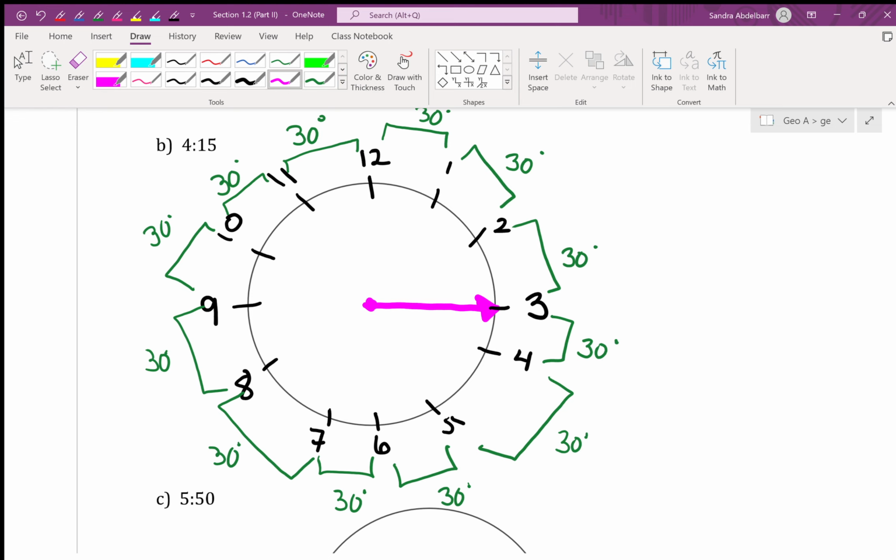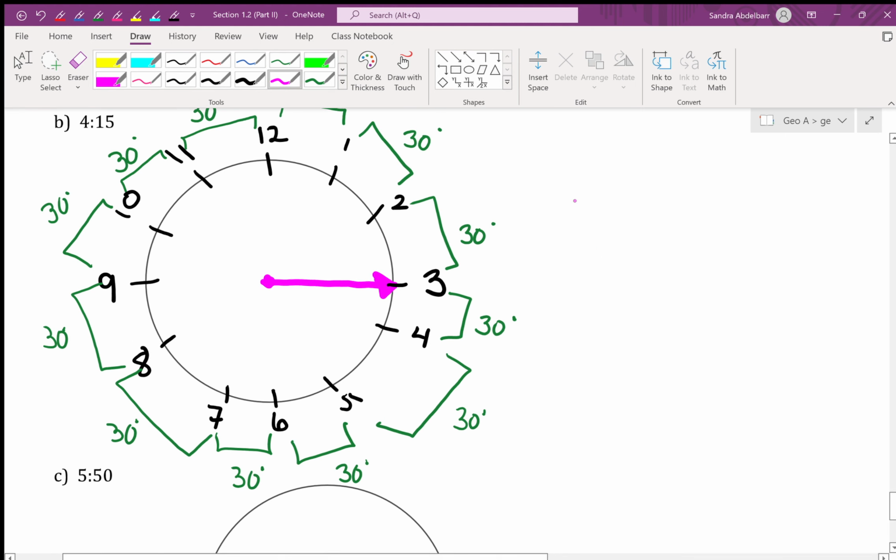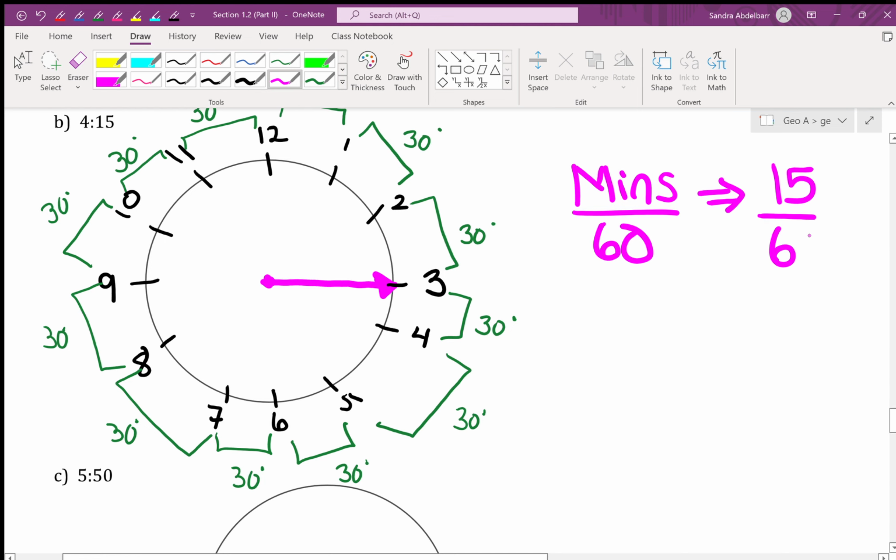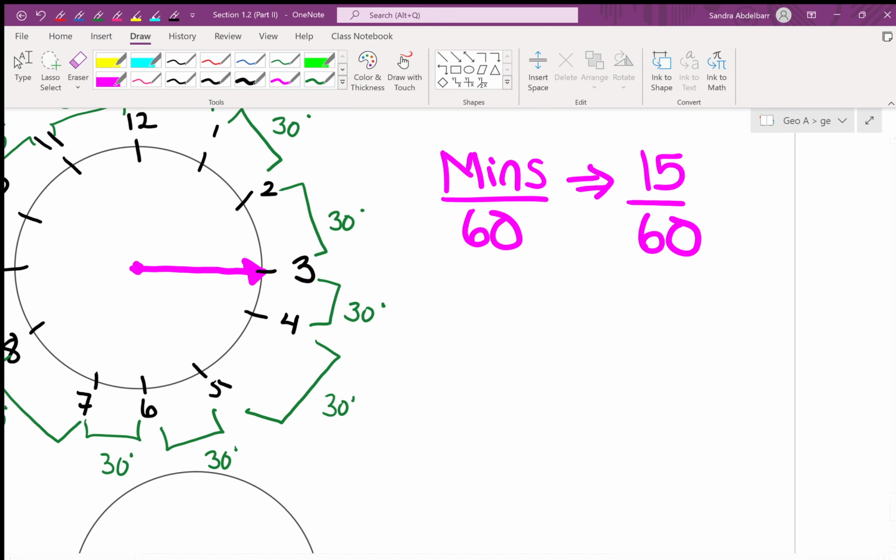So at 4:15, we're 15 minutes, right? We've covered 15 minutes out of how many? 60. So you're going to create a fraction: minutes over 60. So in this specific problem, we are 15 over 60. And guess what I'm going to ask you to do? Simplify it down. So that will go down to 1/4. Sorry, not 3/4, 1/4. I just said yes and I misheard. 1/4.